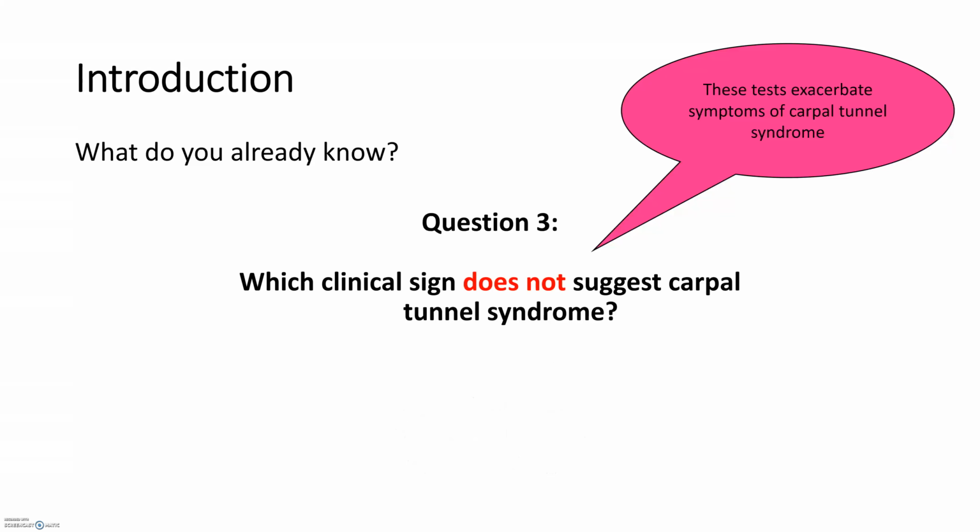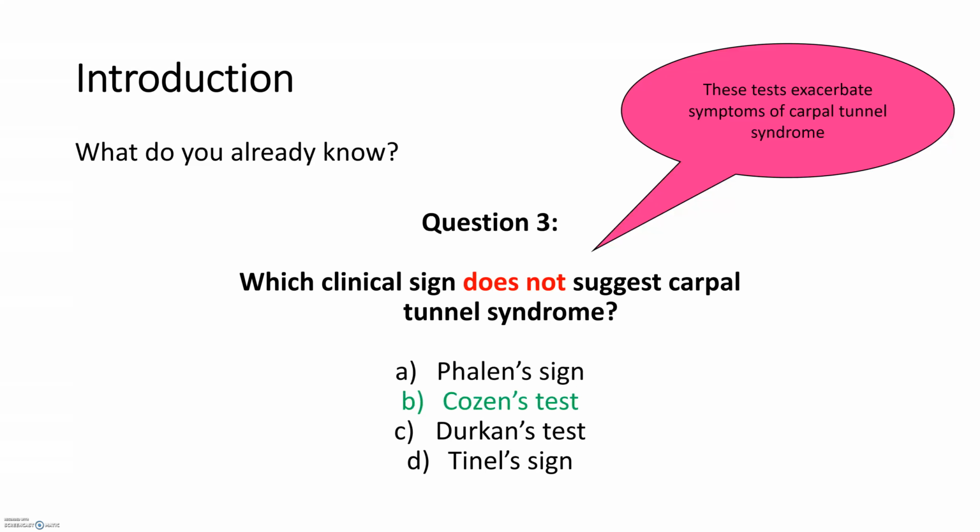Okay, so the answer to this is Cozen's test. This is actually used to look for lateral epicondylitis, also known as tennis elbow. So the other three are all used to look for CTS. I'll be discussing these later in the talk.